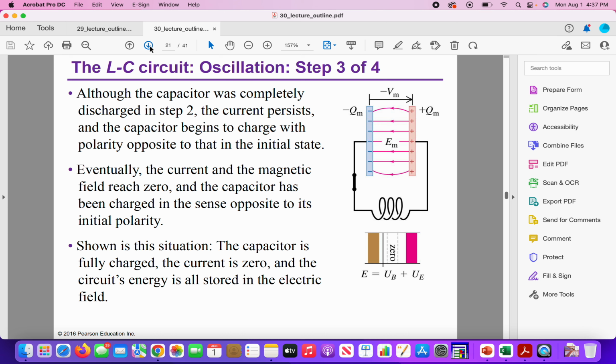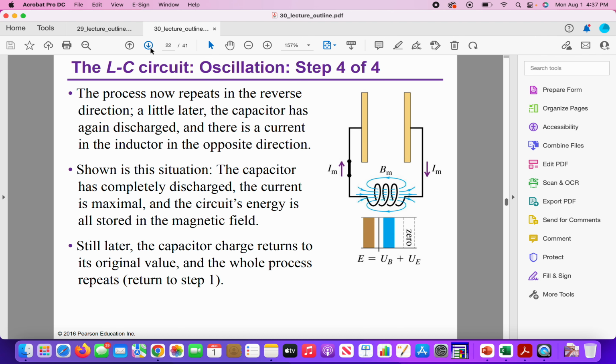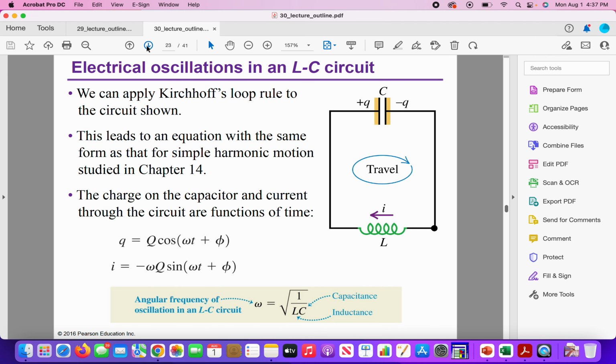In this situation, the capacitor is fully charged and the current is zero, and therefore the energy is all stored in the electric field. It keeps oscillating, repeating in the reverse direction. A little later, the capacitor has again discharged, and this continues. The capacitor charge returns to its original value, and the whole process repeats again and again.